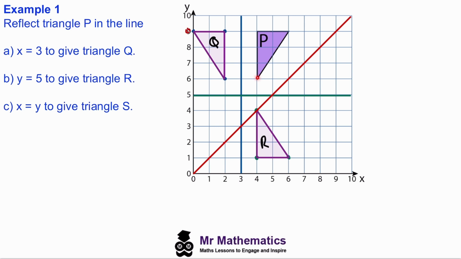Each vertex on our object passes through the mirror line at 90 degrees. So we can see this is one diagonal away, so it will pass through the same distance on the other side. So it's reflected to here. And then this vertex is 1.5 away, so we'll go a half and 1, and it's reflected to here. And then for our final vertex, this will be 2.5, so this will go to here. And then we'll create our reflected image. Okay? Let's try the exam style question.